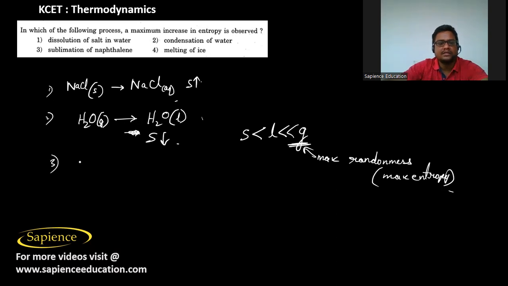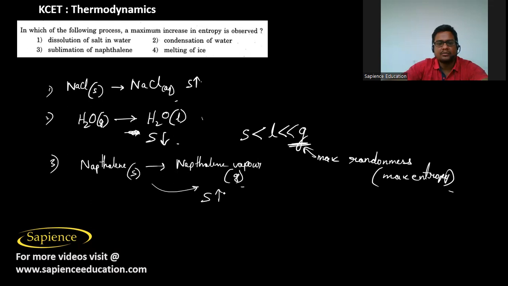But in the third case, sublimation of naphthalene, naphthalene in the solid form will go into naphthalene in the gaseous form. Naphthalene vapor will form, which is the gaseous form. So here there is maximum increase in the entropy since solid is converted to the gas.